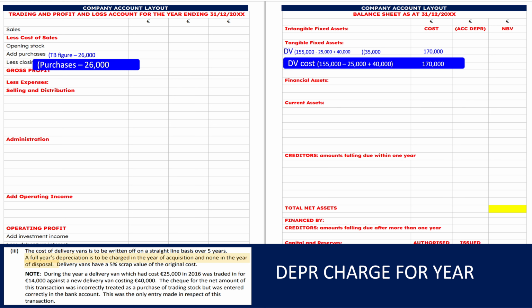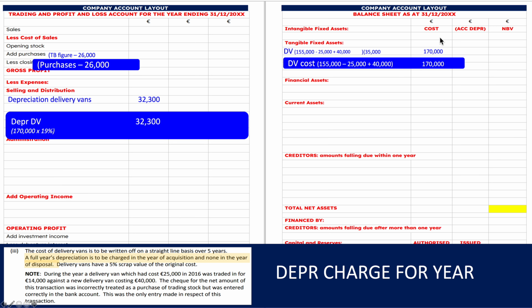So this is a bit different. Remember, it says a full year's depreciation is to be charged in the year of acquisition and none in the year of disposal. So we're not going to charge any depreciation on that 25,000 van that we sold during the year, but there is a full year's depreciation charge on this 40. So it's the 170,000 euro there. 170 by 19% is 32,300 euro.